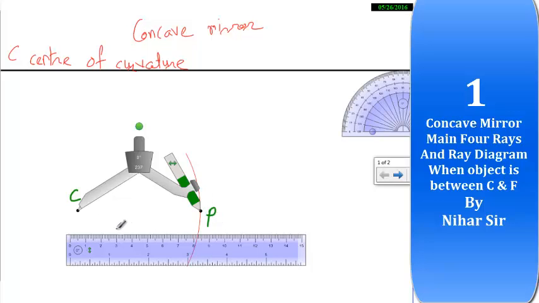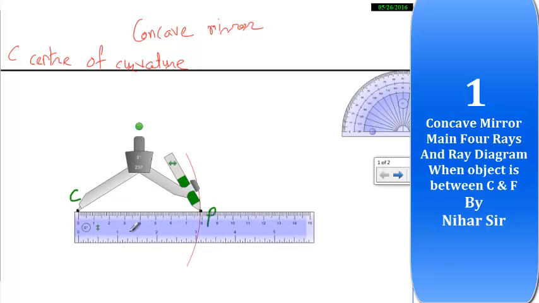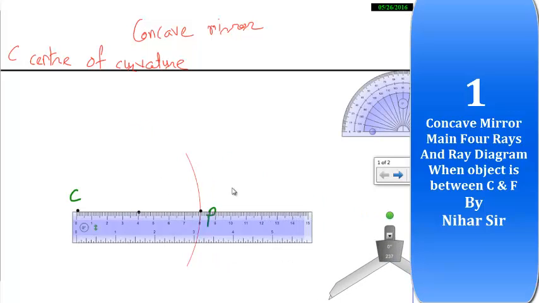And now what is principal focus? So there is a point exactly between C and P. So this is 8 centimeter, and on this 4 there is a point where all the parallel rays meet, right? Where all the parallel rays meet. Let me draw the principal focus for that.